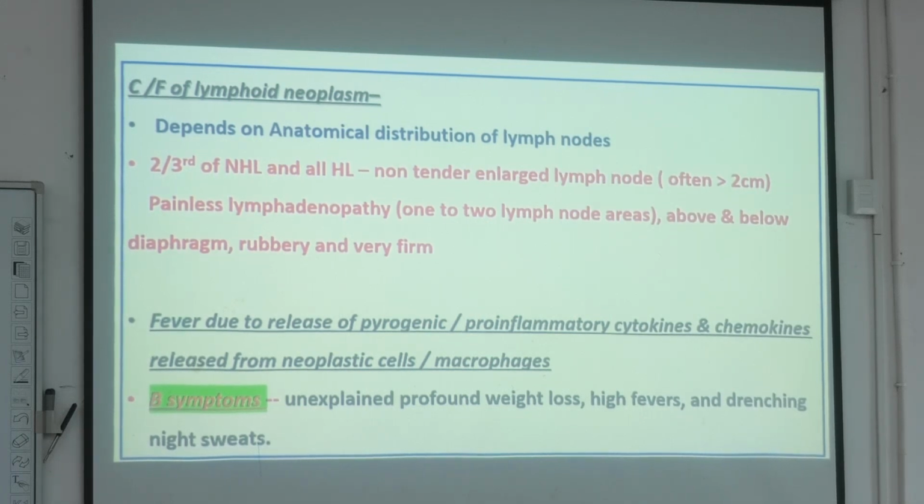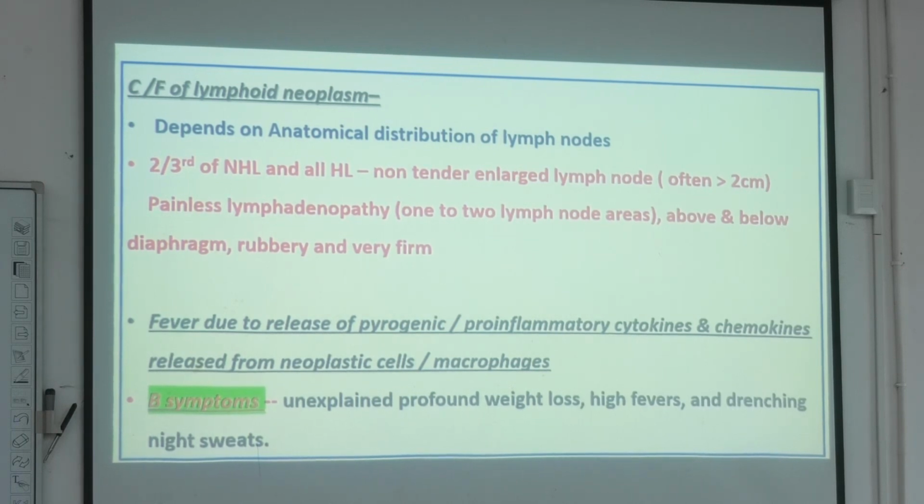Sometimes they produce alcohol-induced pain. From the history they can tell that, due to alcohol intake, pain is produced in that lymph node. They also present with fever, high fever. Why high fever? Because the tumor cells release pro-inflammatory cytokines.